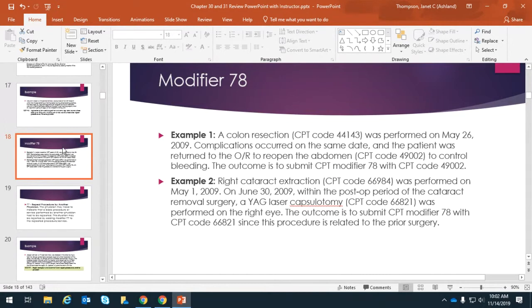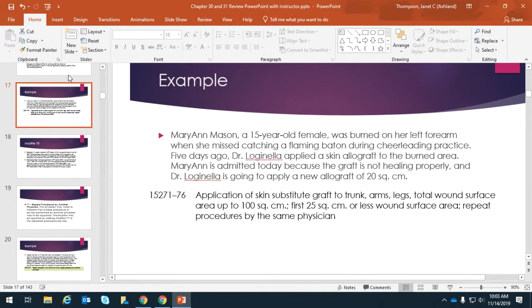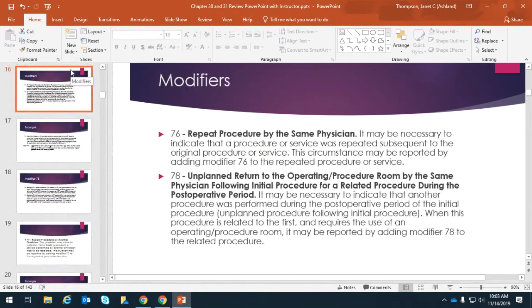Modifier 78, we have example 1. A colon resection was performed on May 26. Complications occurred the same date, and the patient was returned to the OR to reopen the abdomen to control the bleeding. So that has the 78. Unplanned return with a complication of the procedure.